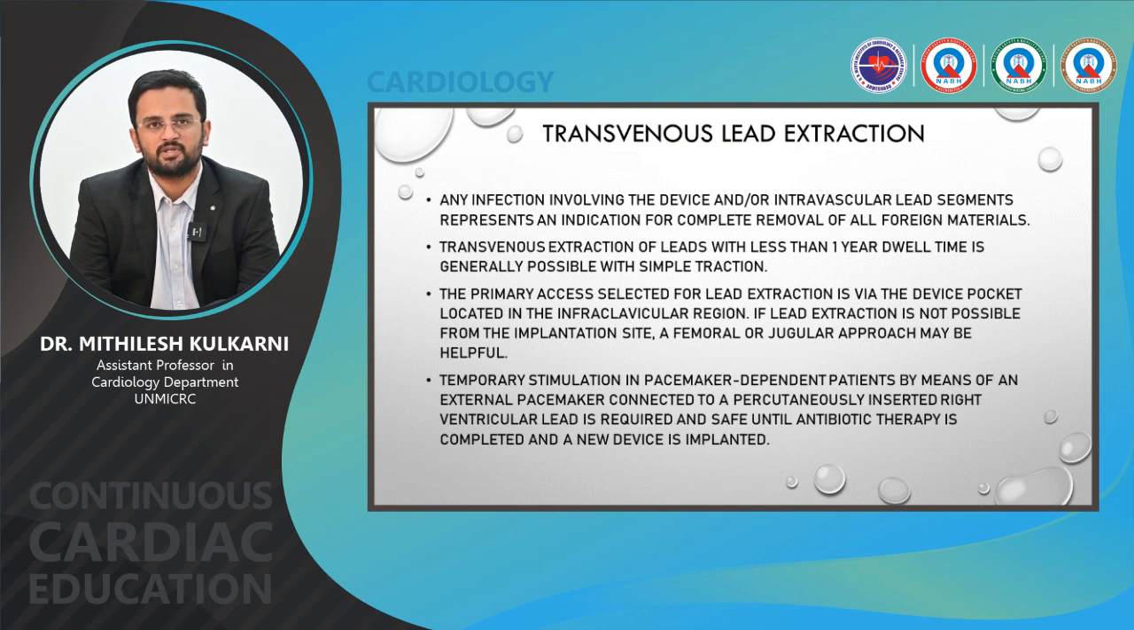Now coming to the transvenous lead extraction. Any infection involving the device and or intravascular lead segments represents an indication for complete removal of all foreign material. The transvenous extraction of leads with less than 1 year dwell time is generally possible with simple traction. That is, we can just give traction and remove the lead. The primary access selected for lead extraction is via the device pocket located in the infraclavicular region. If lead extraction is not possible from the implantation site, a femoral or a jugular approach may be helpful. That is, it is an alternative.